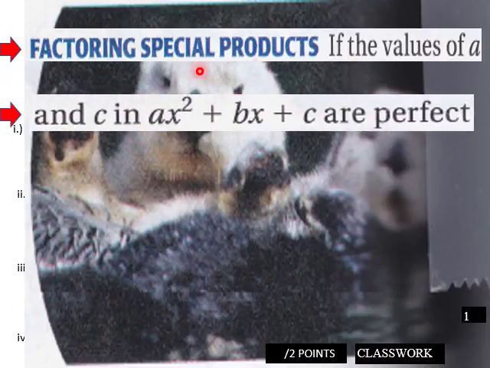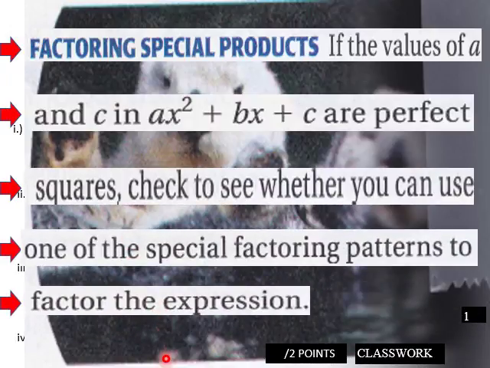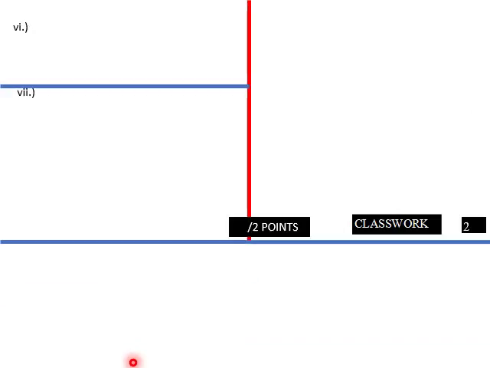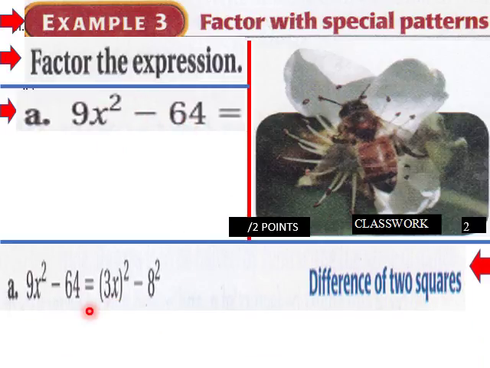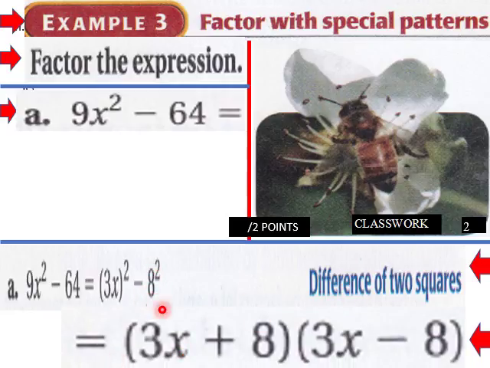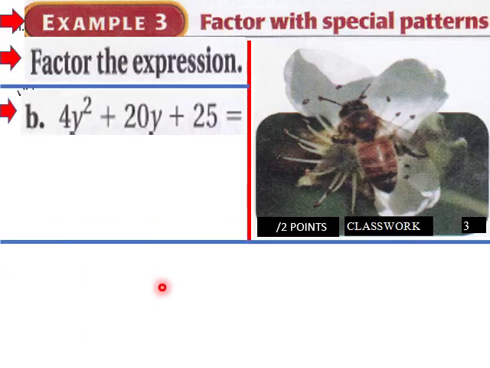Factoring special products: the values of a and c in ax squared plus bx plus c are perfect squares. Check to see whether you can use one of the special factoring patterns to factor the expression. So, factor the expression 9x squared minus 64. That is the same thing as 3x squared minus 8 squared. We can factor them down to the base here, and then squaring 3x equals 9x squared, and negative 64 can be negative 8 squared. So it's a difference of two squares pattern: 3x plus 8, 3x minus 8. That's a pattern that is common in factoring quadratics.